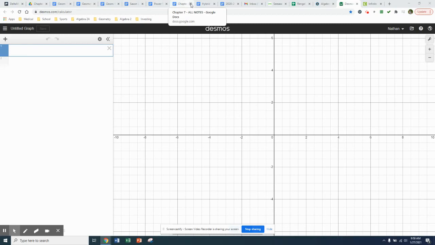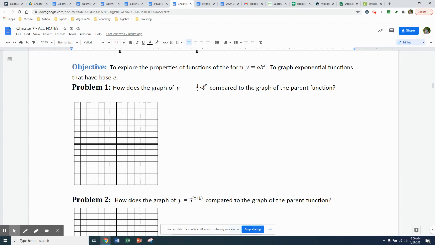Well, in exponentials, the parent function kind of adjusts depending on what the b value is. So in an exponential, it's important to know that your parent function is only the 4 to the x part. So that is going to be your parent function, just that 4 to the x.